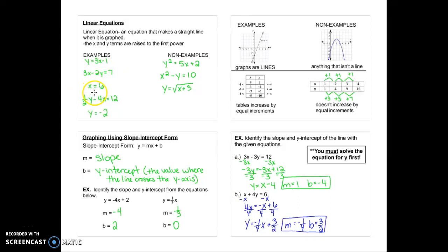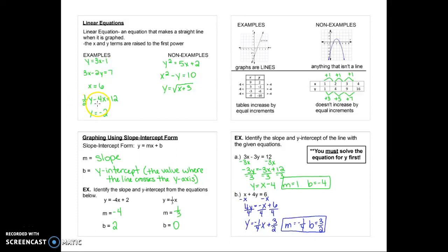x equals 6 counts as a linear equation. Right? There is only an x term, which is fine. It's raised to the first power. Okay, so there doesn't have to be an x and a y term, as long as what is there is only raised to the first power.